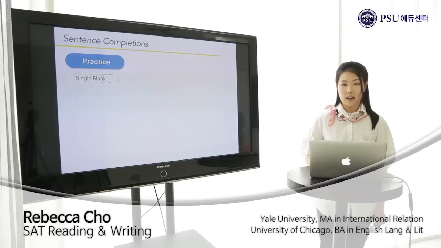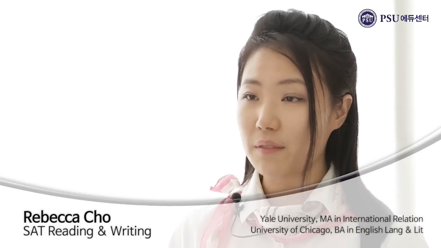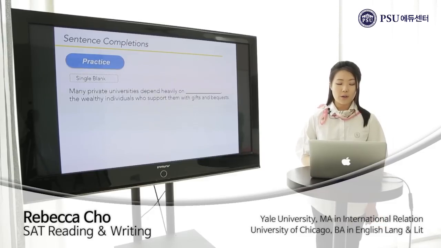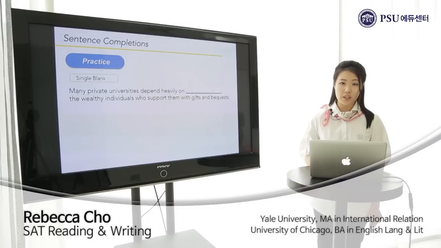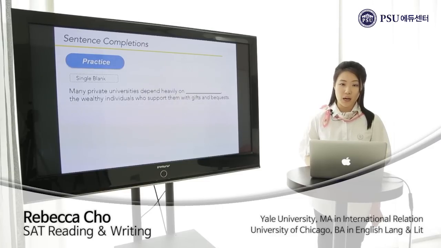Let's take a look at a question in which there's one omitted blank. So let me read the question with you. Many private universities depend heavily on blank, the wealthy individuals who support them with gifts and bequests. Now, it's very important for you to hone in on the key words rather than trying to understand the entire sentence. So what that means is some words weigh much more than others. So words such as wealthy individuals is not as important as the word support, because support here is a key word. And so we have here individuals who are supporting the private universities with gifts and bequests. So we know this is a positive sense.